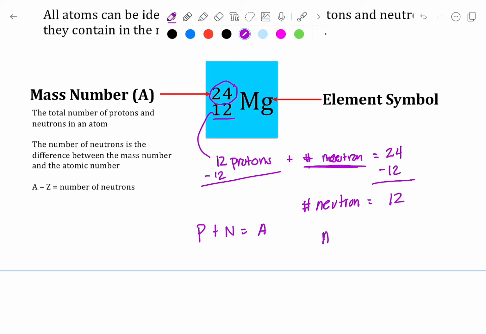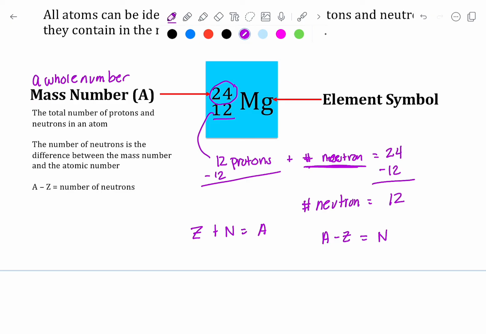Or we can say that A minus Z, which is our number of protons, is equal to our neutrons. So we can rewrite this expression to show our number of protons as Z. Now, when we're talking about a mass number, again, it's just a whole number.